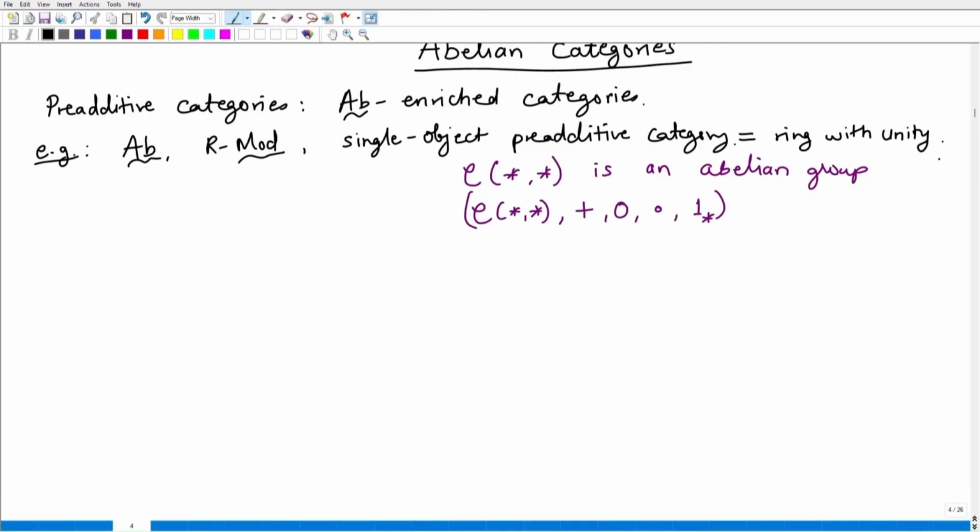Maybe I should write it somewhere above. So it's a Set-star enriched category. This is the notation for smash product, and you have to write a pair, singleton star comma star. I'm just giving you these names because you might need them at some point. There is also another name, CMon, commutative monoids. A commutative monoid enriched category is known as semi-additive.